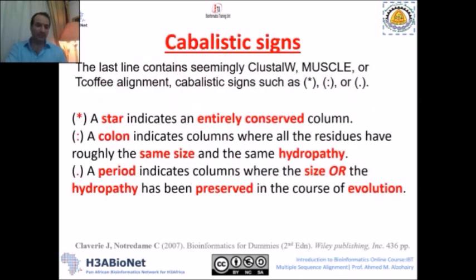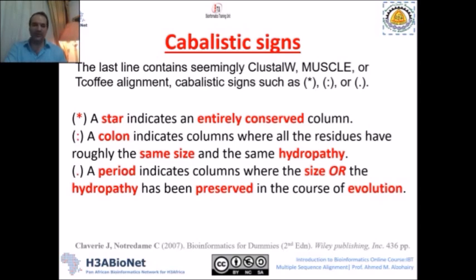Number 2 is you have to know the meaning of the characteristic signs, because many programs use these, like T-Coffee, MUSCLE, and ClustalW. So you have to understand the meaning of these signs. The first one is a star, which indicates an entirely conserved column. The column which is entirely conserved is represented by a star.